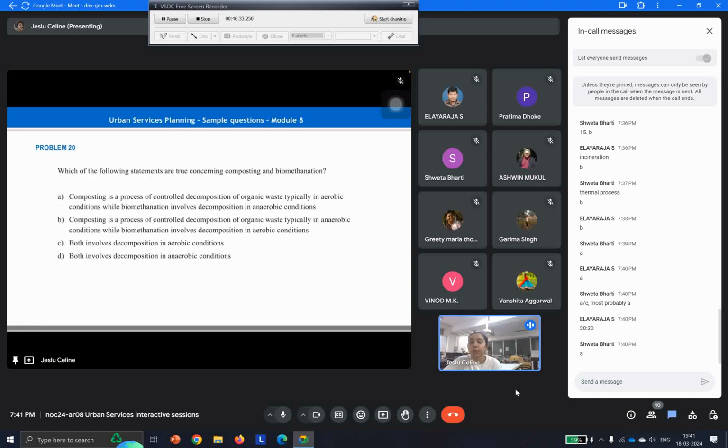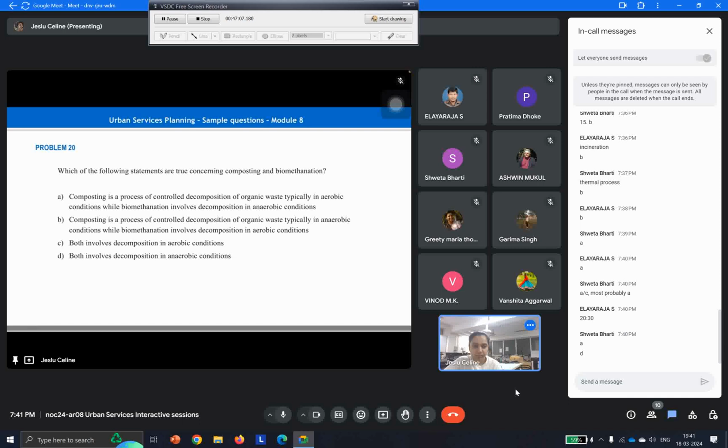Problem 20. Which of the following statements are true concerning composting and biomethanation? A. Composting is a process of controlled decomposition of organic waste, typically in aerobic conditions, while biomethanation involves decomposition in anaerobic conditions. B. Composting is a process of controlled decomposition of organic waste, typically in anaerobic conditions, while biomethanation involves decomposition in aerobic conditions. C. Both involve decomposition in aerobic conditions, and D. Both involve decomposition in anaerobic conditions. So Shweta says D.